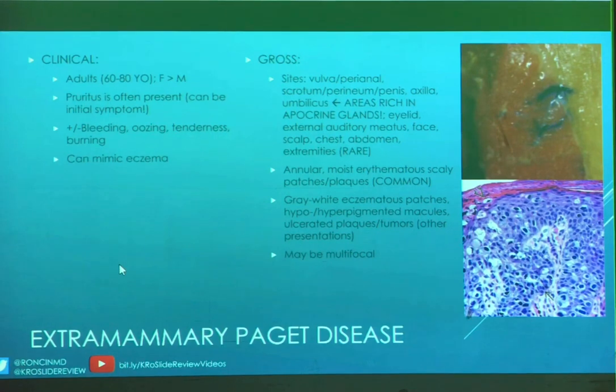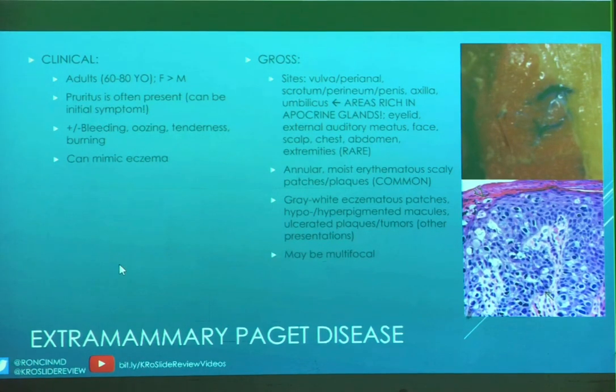They may or may not be bleeding, oozing, tender, or burning, and they can mimic eczema. Grossly, in females, this tends to occur in the vulvar or perianal area. In men, that would be the scrotum, perineum, or penis. This can also occur in the axilla or the umbilicus. So you want to think about areas that are heavily dominant with apocrine glands. Rare exceptions would be the eyelid, ear, face, chest, or abdomen; basically anywhere else is rare. So again, apocrine-rich areas are where this tends to occur.